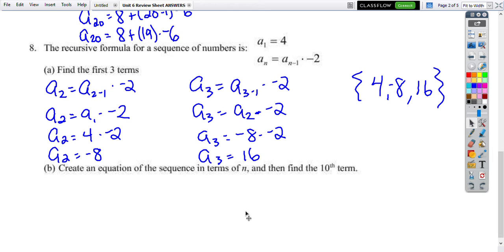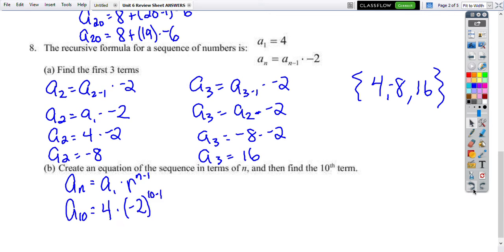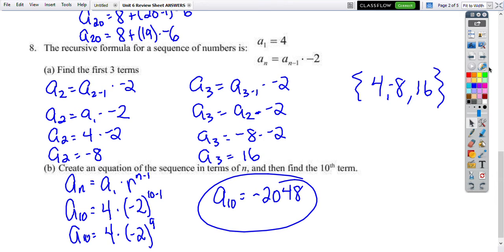So the equation here is a_n equals a_1 times r to the n minus 1. We plug in a_1, which is 4, and then n is 10. Okay, and r is negative 2. All right, and then all I have to do here is evaluate. That becomes the 9th power, and that gives me negative 2,000.